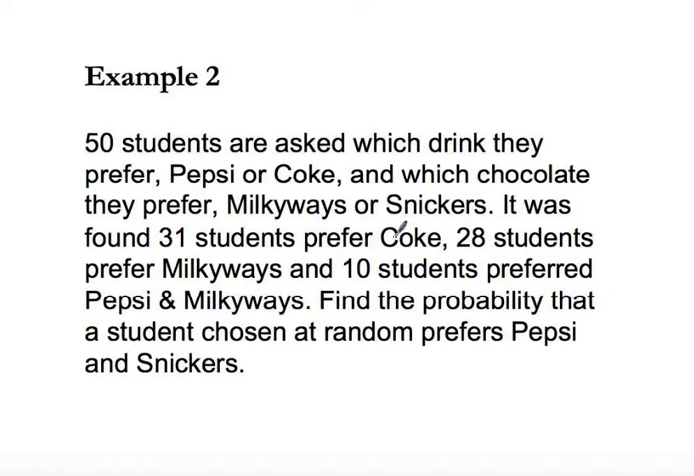In this example, we've got a total of 50 students. They are asked which drink they prefer, Pepsi or Coke, and then which chocolate they prefer, Milky Ways or Snickers. Now, it was found that 31 students prefer Coke, 28 students prefer Milky Ways, and 10 students prefer Pepsi and Milky Ways. We want to find the probability that the student chosen at random prefers Pepsi and Snickers.